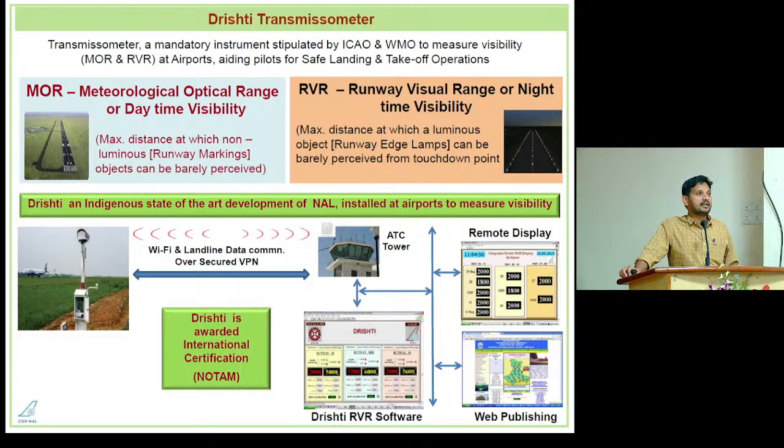So NAL in 2011 developed one system called Drishti. It is our system, so we can coin any name. Drishti is a Sanskrit word that gives sight. So we developed a system called Drishti, which measures visibility. It was first installed in Delhi airport because that is a very important airport of our country. It was tested for 1 year. The Indian Meteorological Department did all the validation process, and they found the system worthy of being installed in an airport.